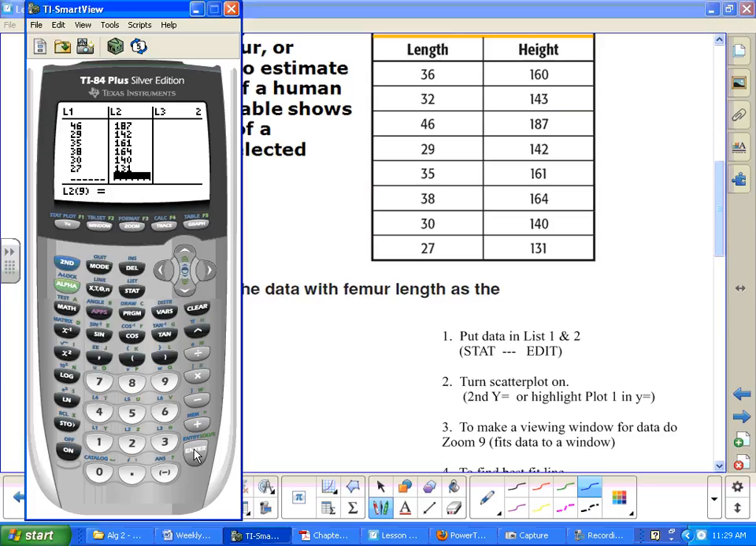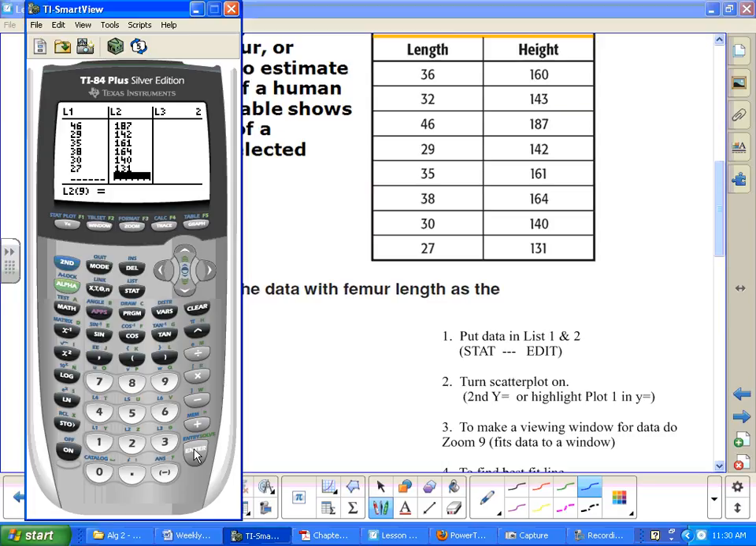So as much as in some situations, estimating works pretty good, a lot of statisticians want exact ones, the closest they can get, so they use their technology to be able to find the best lines.